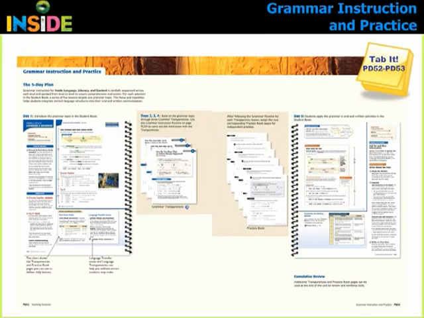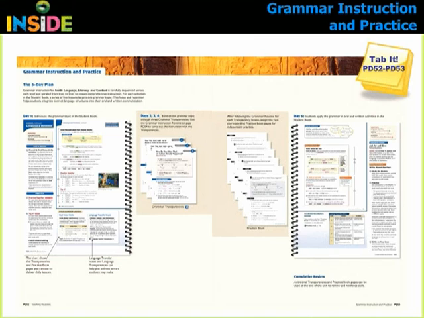The grammar instruction in Inside is carefully sequenced across each level and spiraled from level to level to ensure comprehensive instruction. For each selection in the student book, a series of 5 lessons target one grammar topic. This focus and repetition helps students integrate correct language structures into their oral and written communication.